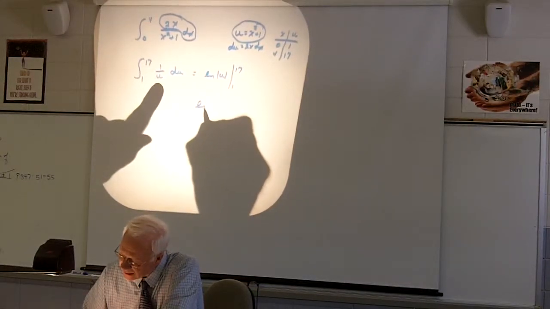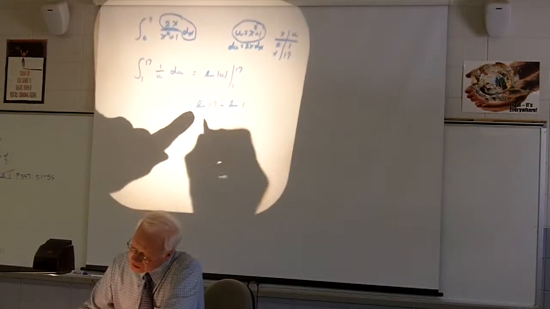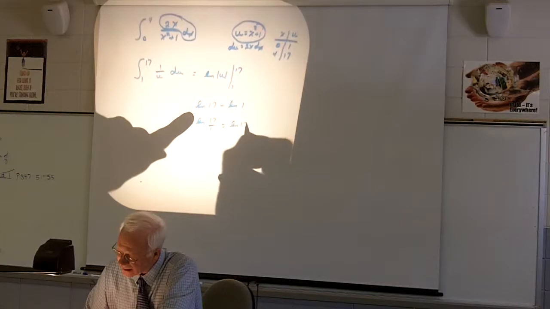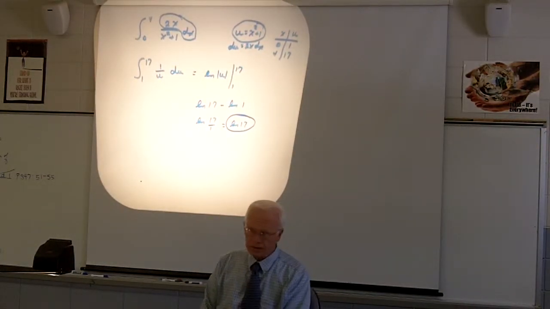So this is going to be ln of 17 minus ln of 1. And this gives me ln of 17 over 1, which is ln of 17, and I say goodbye. I'm finished with the problem. I'm off to the next one. Well, that was cool. Isn't that cool? No.